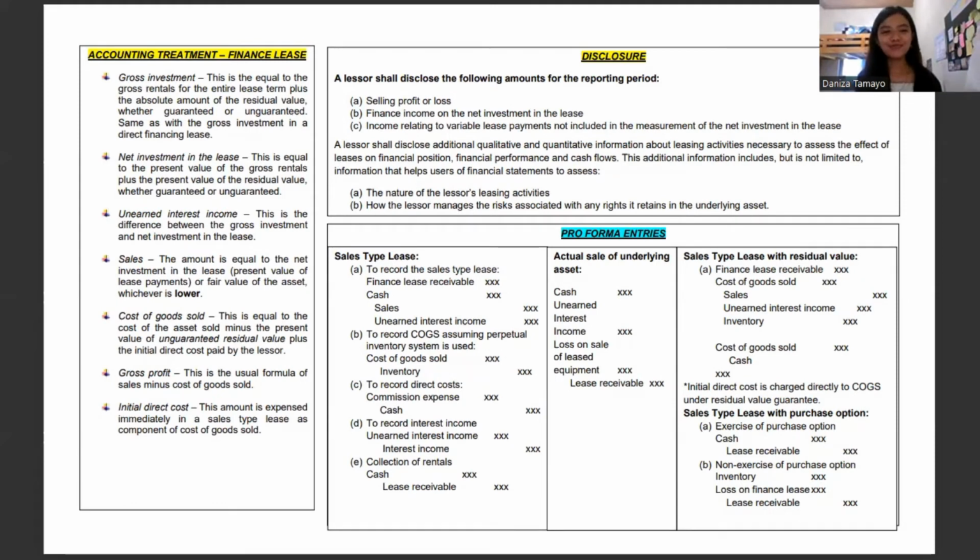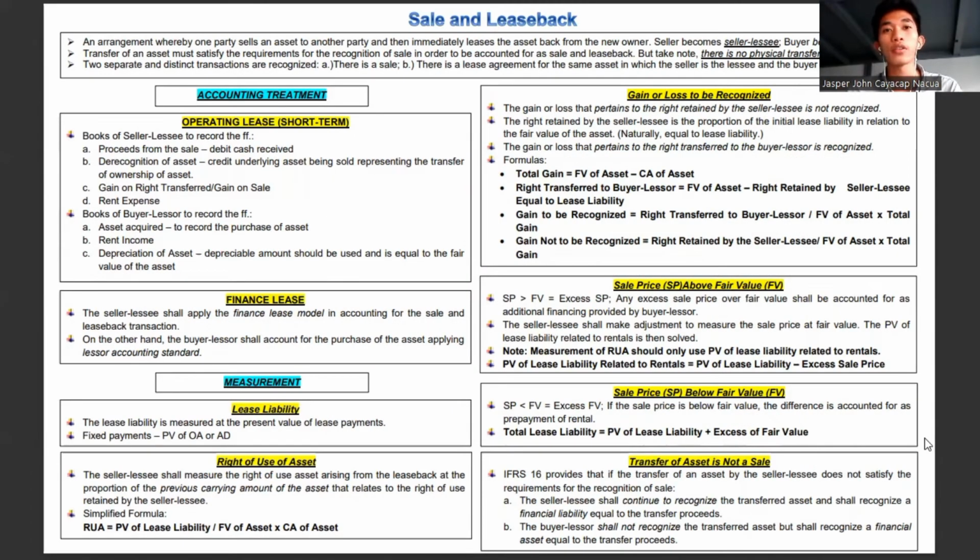Thank you so much. And now we are down to our last topic of the leases, which is the sale and leaseback. Sale and leaseback is an arrangement whereby one party sells an asset to another party and then immediately leases the asset back from the new owner, wherein the seller becomes the seller-lessee and the buyer becomes the buyer-lessor. Take note that there is no physical transfer of the asset.